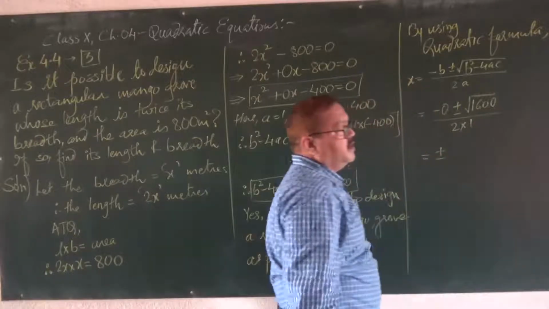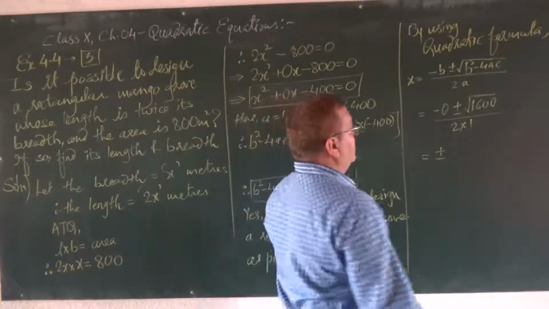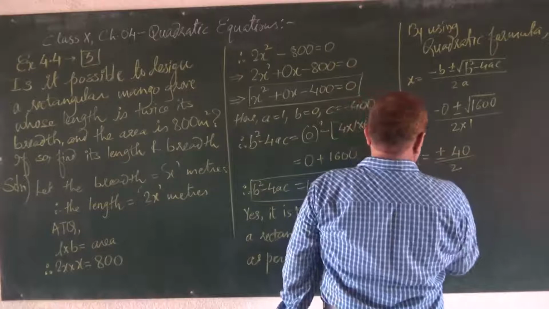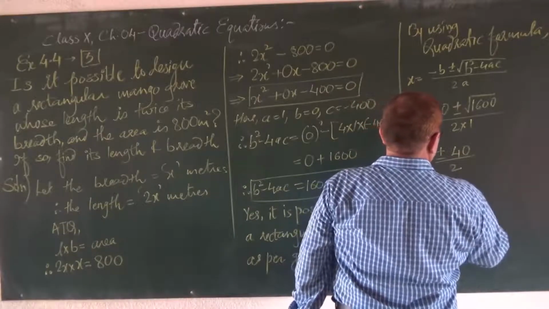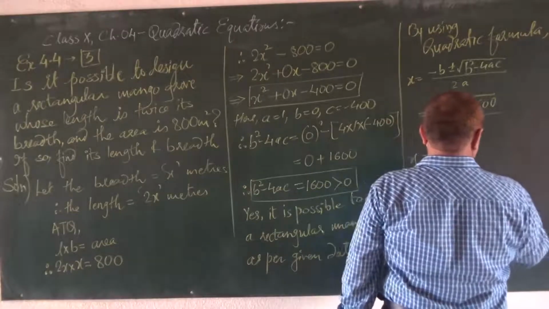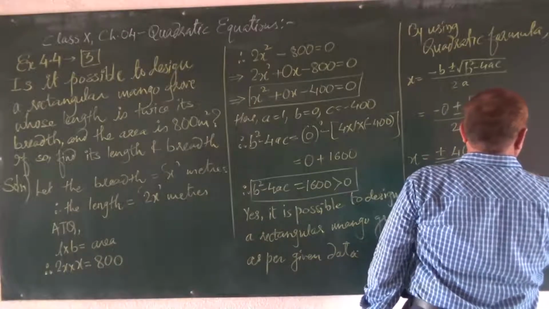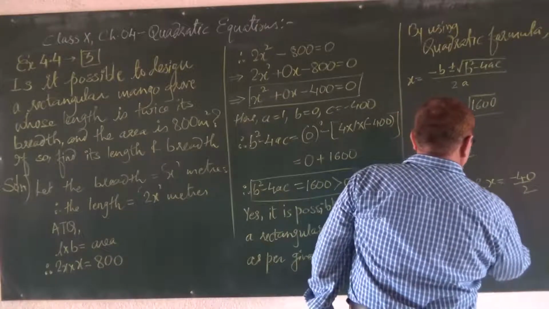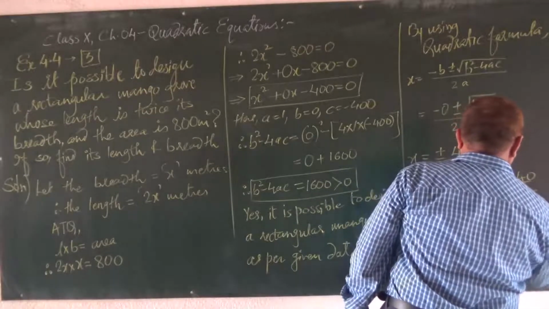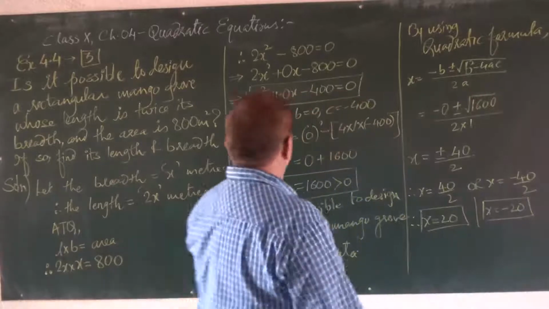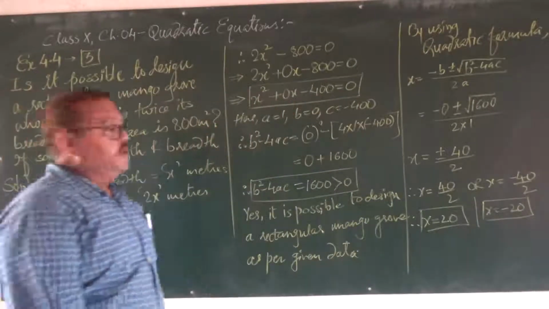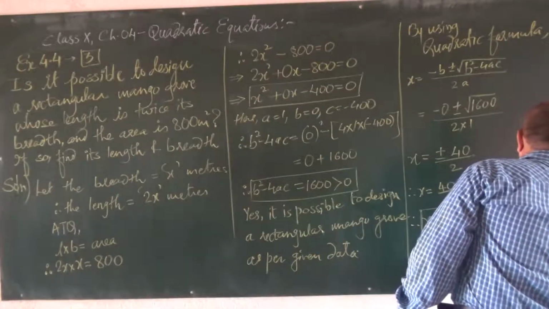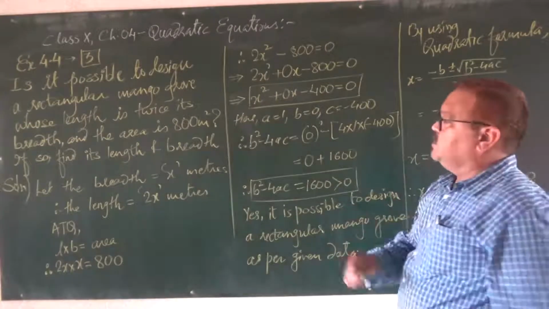Now what is the square root of 1600? It is 40. Okay, it is 40 divided by 2, plus or minus. So what are the possibilities? x is 40 upon 2 and x is minus 40 upon 2. So therefore x is 20. Another x is minus 20. x is minus 20 is invalid, because we have considered x as the breadth, and breadth can never be negative, length can never be negative. So this is invalid. Okay, so what is valid? x is equal to 20 is valid.